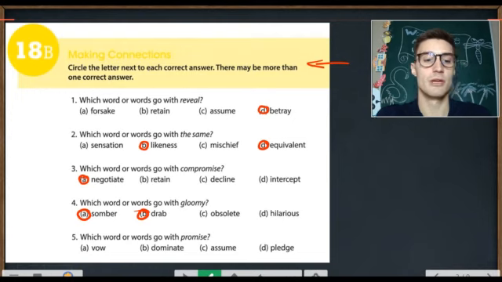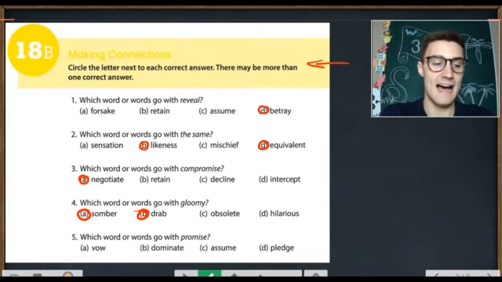Question 5. Which word or words go with promise? Is it A, vow, B, dominate, C, assume, D, pledge? I can see two that are correct. Which words go with promise? It is A, vow, and D, pledge.